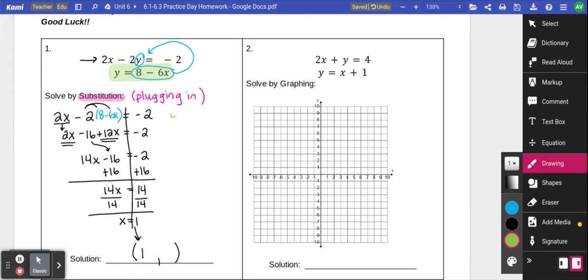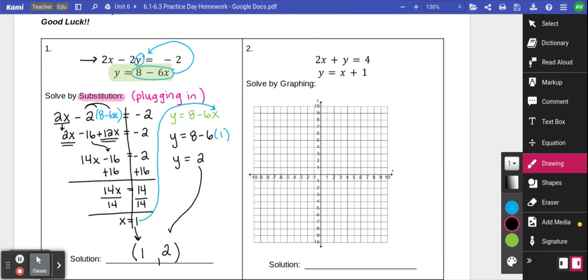What I'm going to do is I'm going to take this equation, y equals 8 minus 6x, and I'm going to take this 1, which I now know is the value of x, and I'm just going to plug it in. So I'm going to have y equals 8 minus 6 times, instead of x, I'm going to write 1. Now, 6 times 1 is just 6, and 8 minus 6 is 2. So my final answer here would be 2, and that is the y value in my ordered pair.